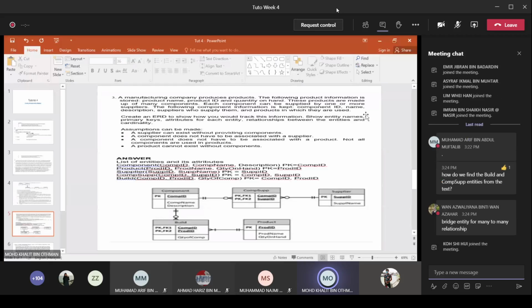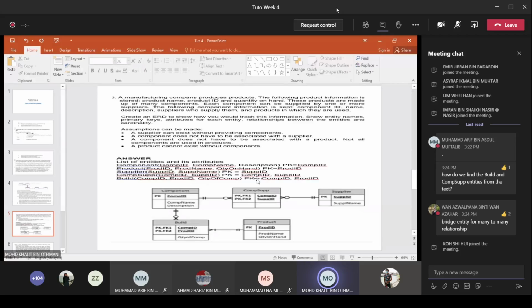And then for the product entity, we have the attributes product ID, product name, and quantity on hand. A product cannot exist without a component, so product is a weak entity. And then we also have supplier. The attributes for the supplier entity are supplier ID and supplier name, and we can choose supplier ID as the primary key for supplier.